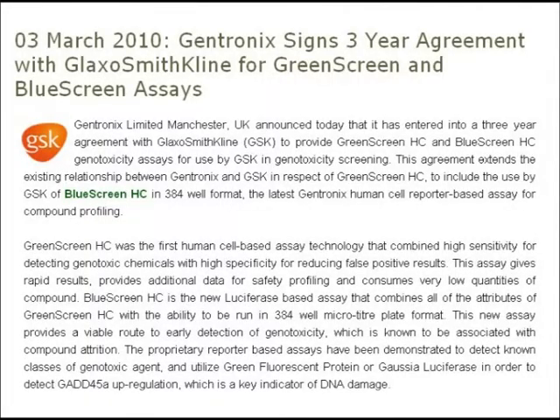And to finally end this piece on genotoxicity, we'll look at the last press release, which was from March 2010, and it says Gentronix signs a 3-year agreement with GlaxoSmithKline for GreenScreen and BlueScreen assays. The second paragraph reads, GreenScreen HC was the first human cell-based assay technology that combined high sensitivity for detecting genotoxic chemicals with high specificity for reducing false positive results.